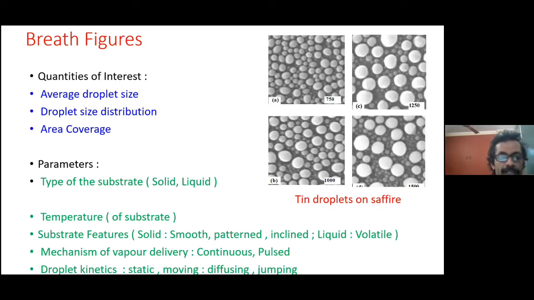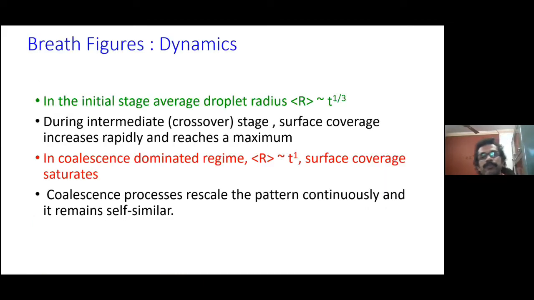Then what is the mechanism of vapor delivery? Whether it is continuous or pulsed. Pulsed means, just like the pictures you are seeing, these pictures of tin are grown using pulsed laser deposition. And then droplet kinetics: whether droplets are static when they get deposited or keep moving, whether diffusing or even jumping. What is observed is that in the initial stage, droplet radius goes as T⁻⁴.